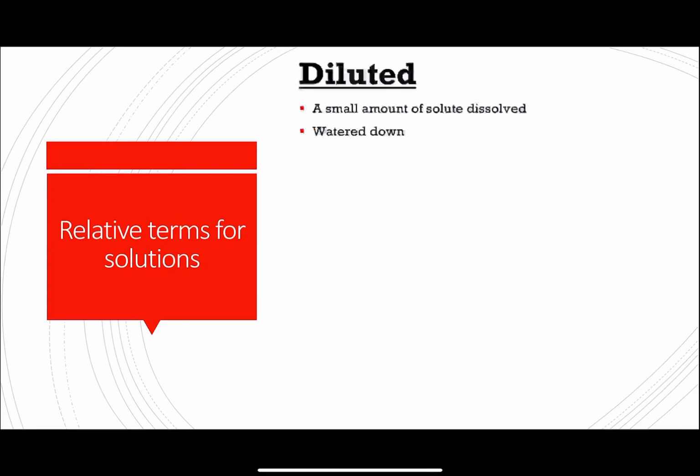Oftentimes, we say something is diluted. It might be watered down, so it has a color that's less than whatever it was supposed to be. Like if you're looking at Gatorade and you have the blue Gatorade, you add some water, it has that lighter color to it. We can also say that it relatively has a lower concentration because it has that less solute per given amount of that solution. So that's a diluted one.